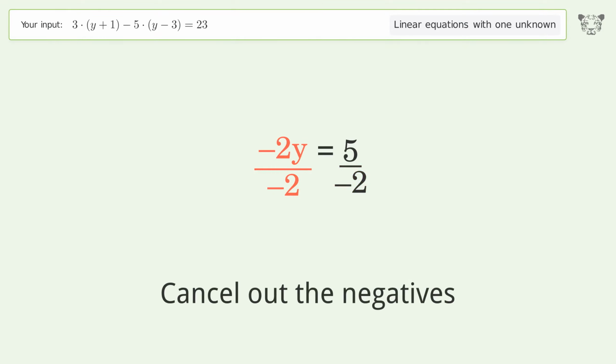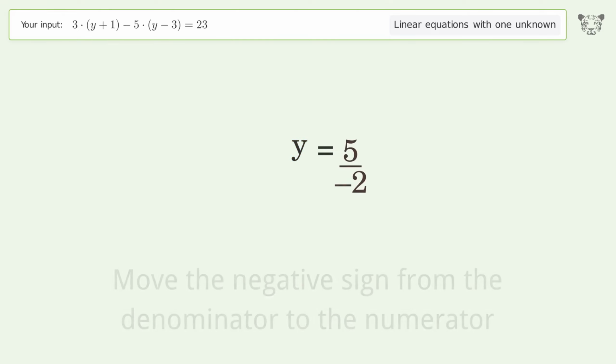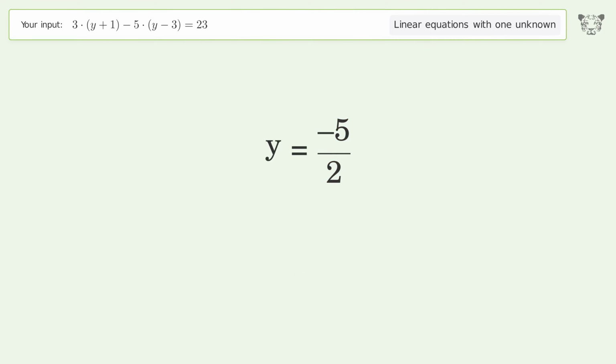Cancel out the negatives. Simplify the fraction. Move the negative sign from the denominator to the numerator. And so the final result is y equals -5/2.